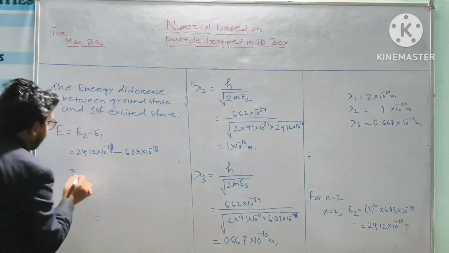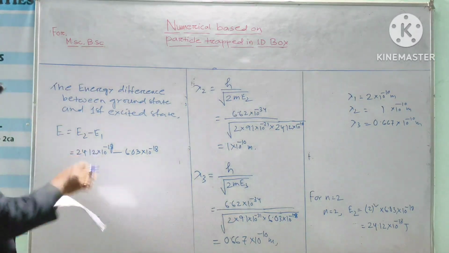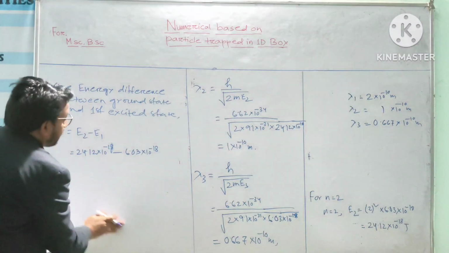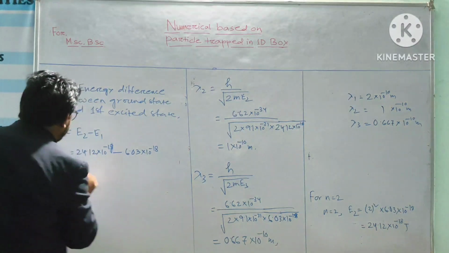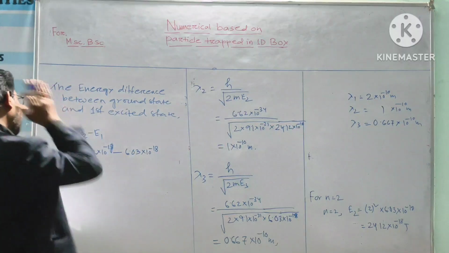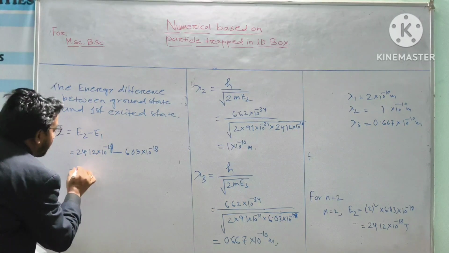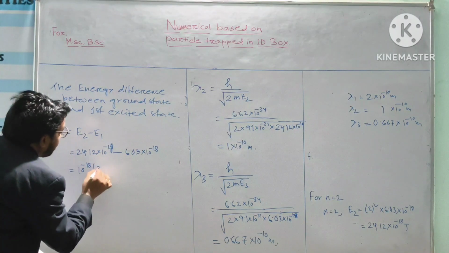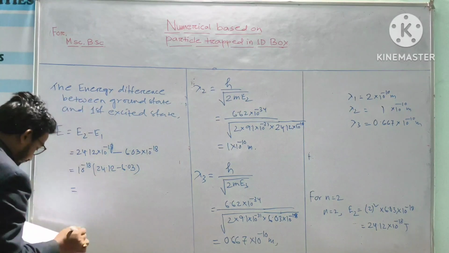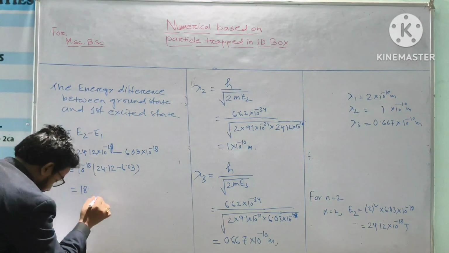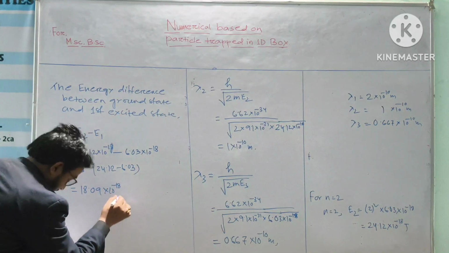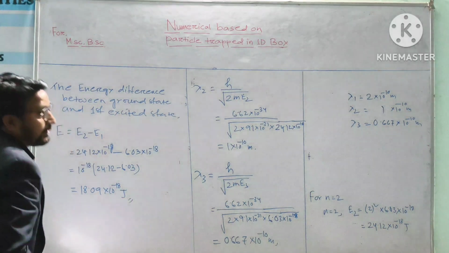After solving this part, we get the result. We can take 10 to the power minus 18 common, so 10 to the power minus 18 into 24.12 minus 6.03, and finally we can write 18.09 into 10 to the power minus 18 joule. So this is our final answer.